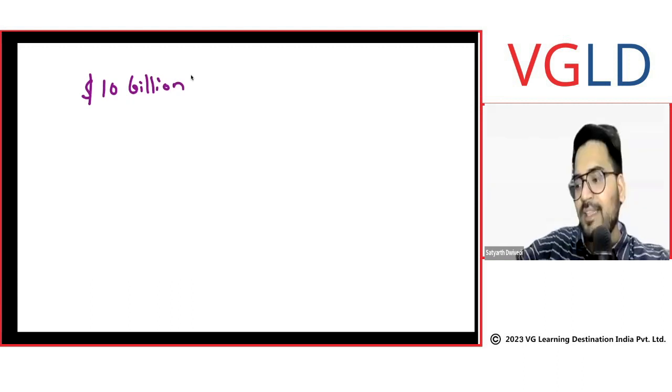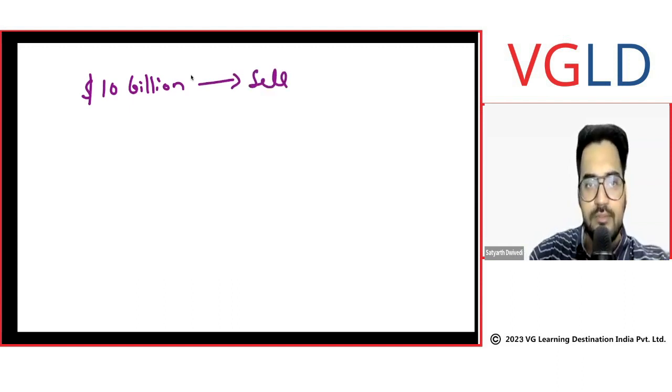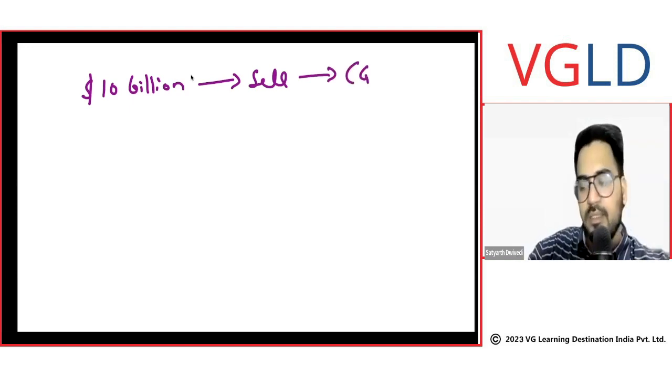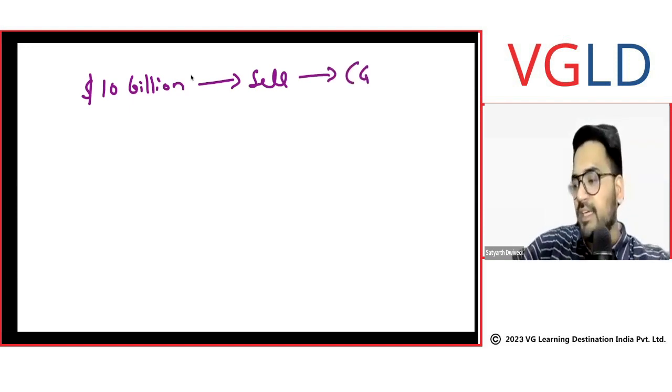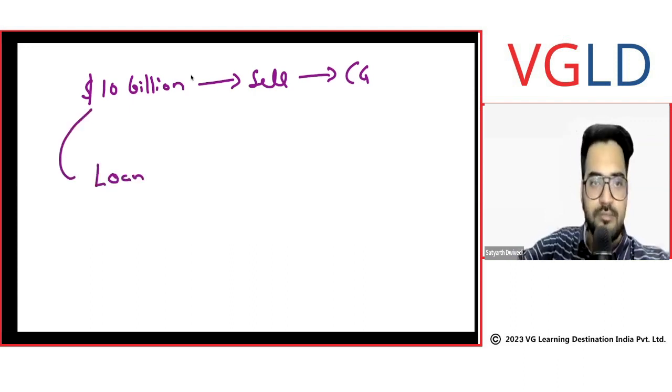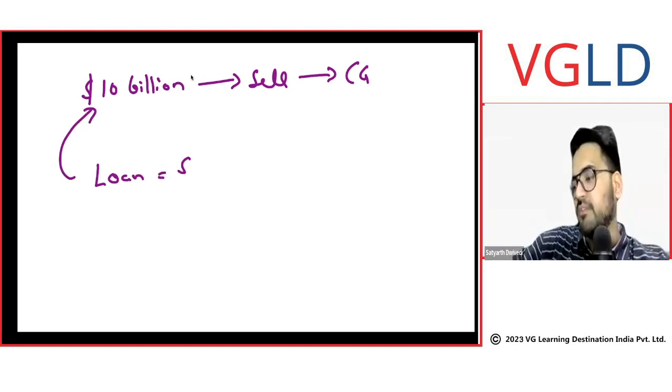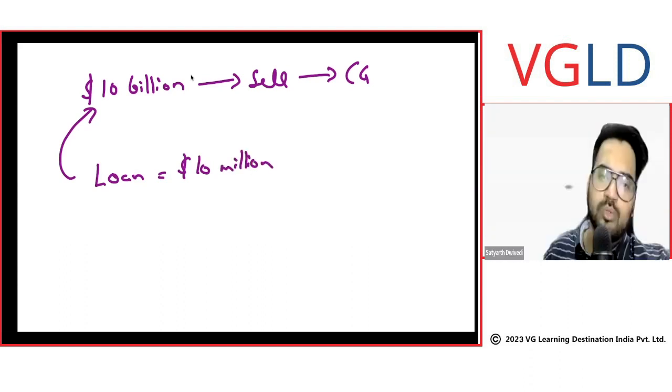Do you think they will sell these shares? The moment they sell, what will they attract? They will attract capital gain. They will not do this. They will take a loan against these shares. Suppose they want 2 billion or 10 million. They'll take a loan of 10 million. They'll do whatever they wish to do with this.